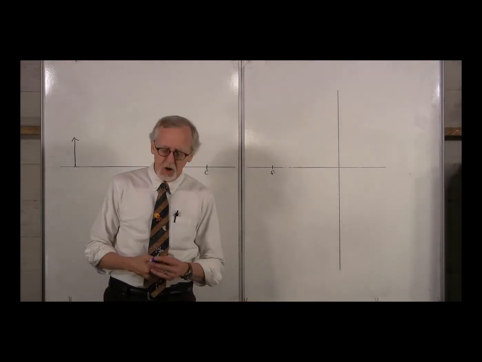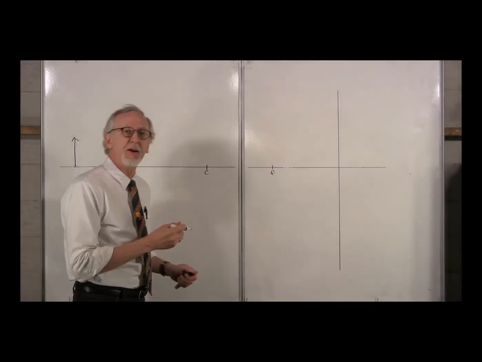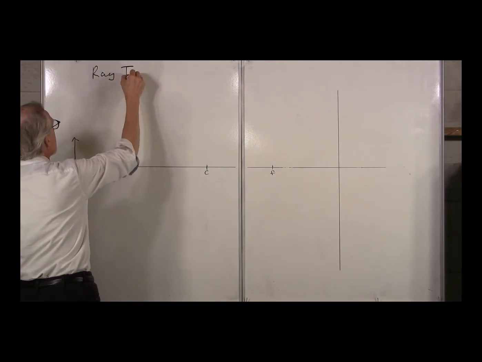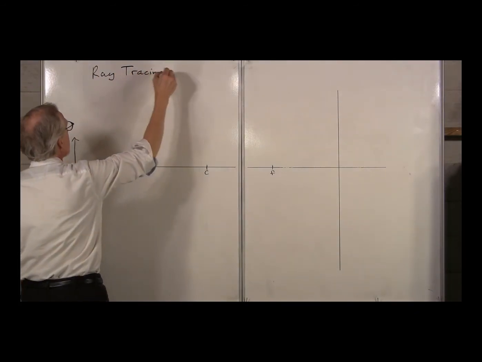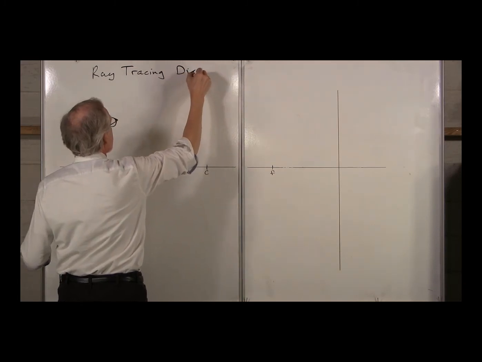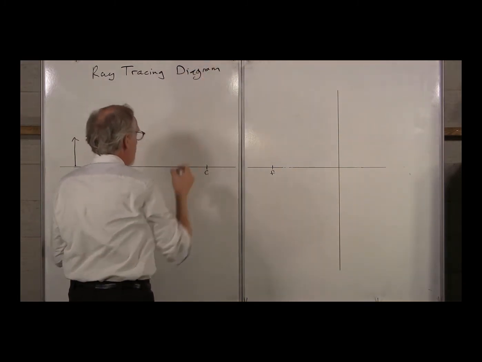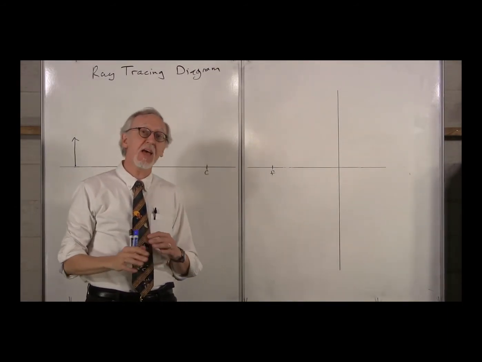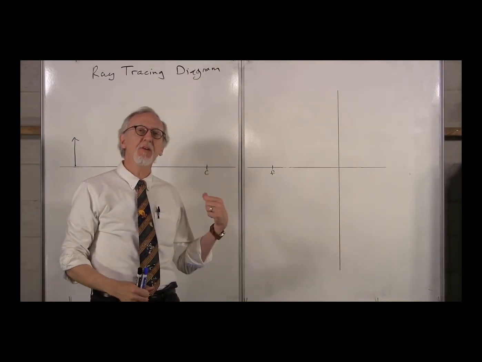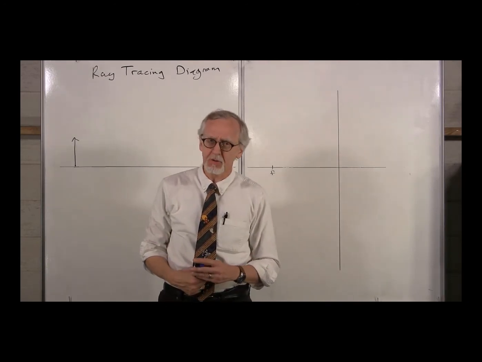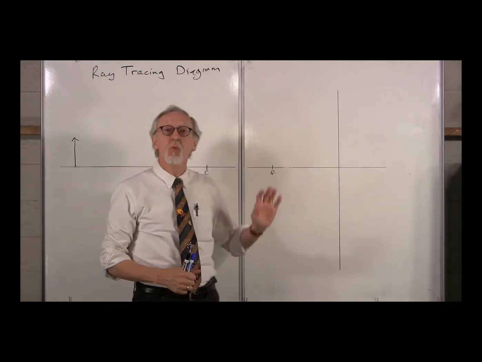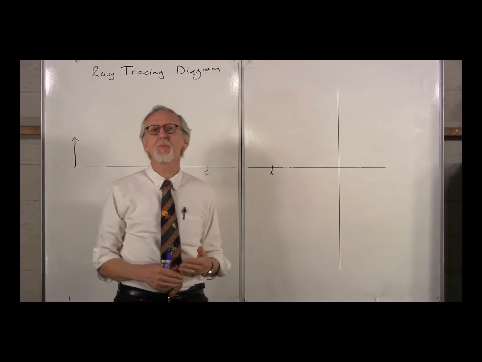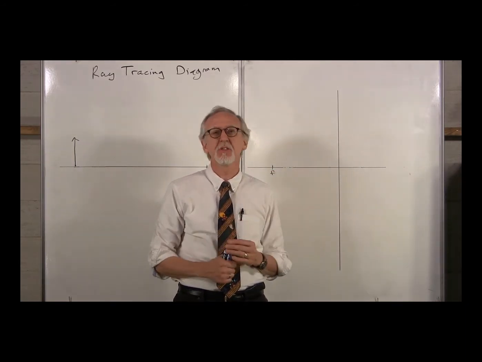What we are going to draw here is called a ray tracing diagram. And it will give us a very good qualitative idea of what's happening with the rays coming from an object as they strike the mirror. I'm going to start with the mirror we've just been looking at, a concave mirror, under the approximation that we're going to be close to the principal axis.